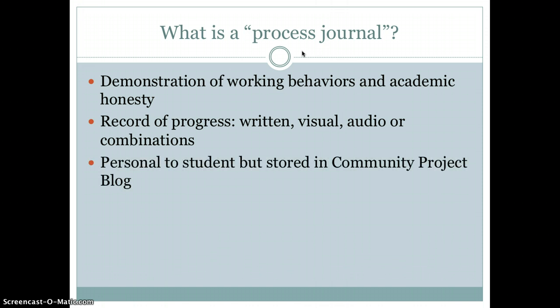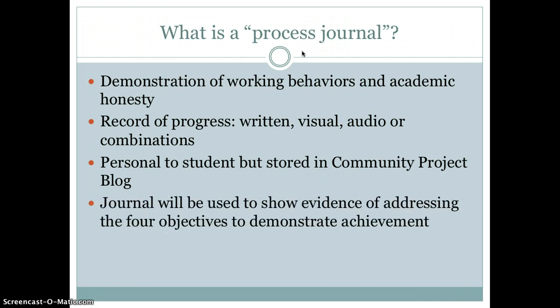It's something that's personal to you, but it's stored in what we're going to see here at the end called the Community Project Blog. A blog is just an online journal. The journal will be used to show evidence of how you have addressed the 4 objectives to demonstrate achievement. Those 4 objectives are gone through in different videos, but you've got investigating, planning, taking action, and reflecting. So you will need to use things in your process journal to show how you have met those 4 objectives.